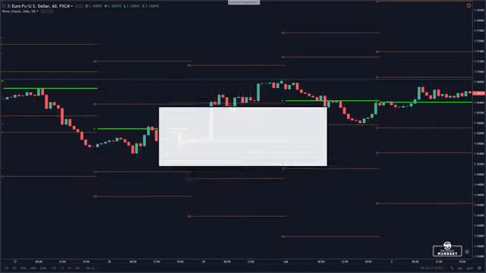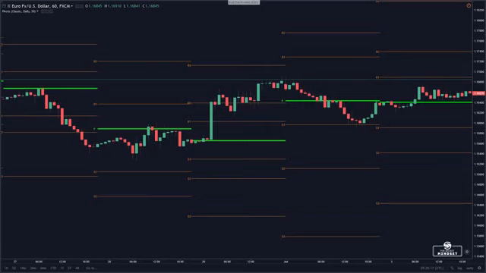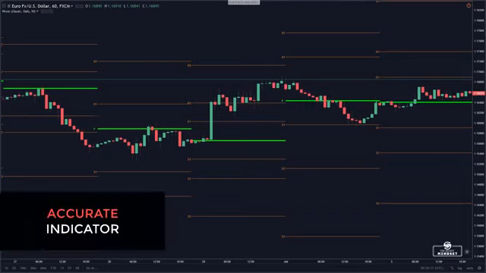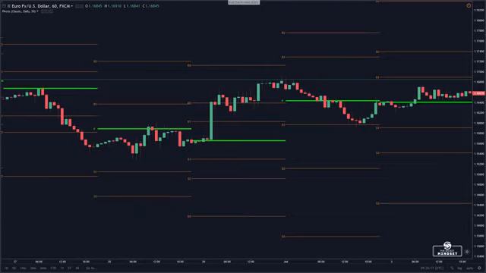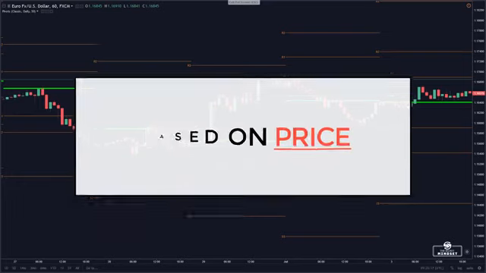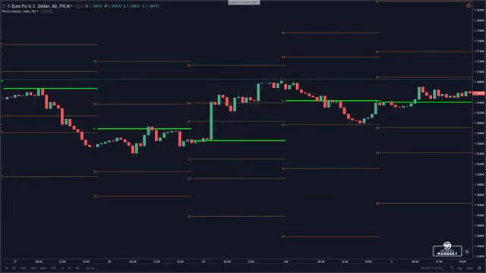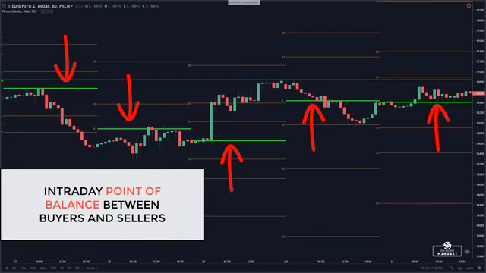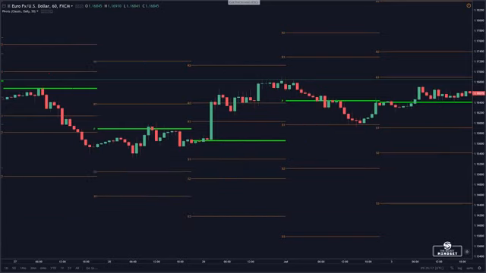Have you ever wondered why pivot points are so popular among traders? Well, that's because pivot points are an accurate indicator and most market participants are watching and trading these key levels. Part of what makes the pivot points so reliable is the fact that they are based purely on the price. In our strategy, we'll consider the central pivot point as the intraday point of balance between the buyers and the sellers. In this area, we'll assume that the largest amount of trading volume takes place.